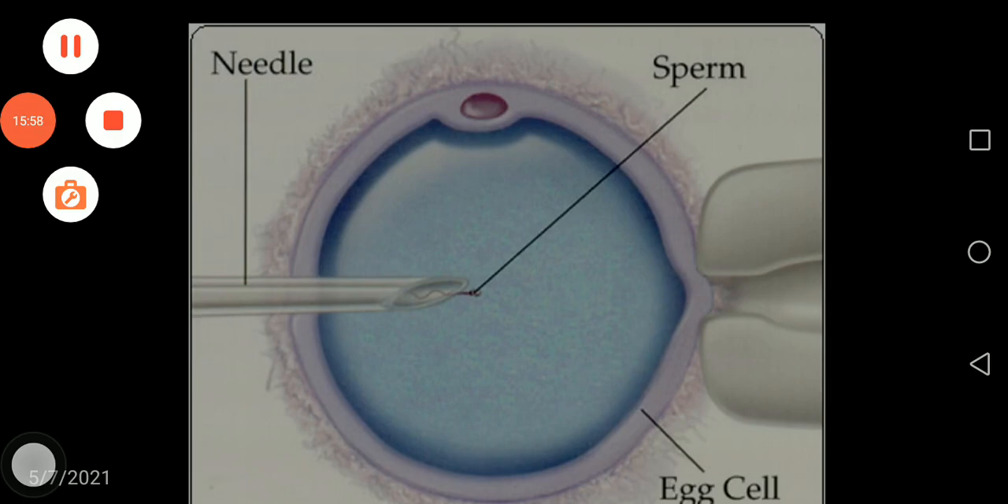In this method, only one sperm is injected into the cytoplasm of the egg to fertilize it. The sperm is carefully injected into the cytoplasm. Fertilization occurs in 75 to 85 percent of eggs injected with sperms. The zygote is allowed to divide to form an 8-celled blastomere and is transferred into the uterus to develop a successful pregnancy. So this is the information about ICSI, intracytoplasmic sperm injection.